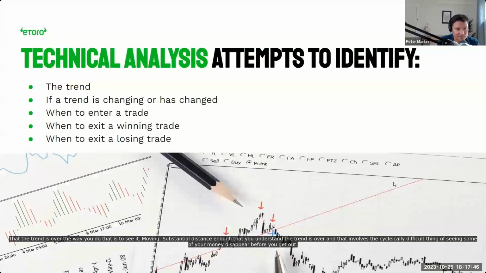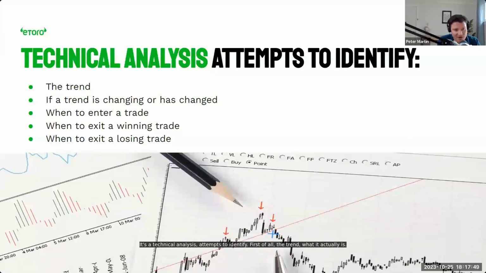So technical analysis attempts to identify, first of all, the trend, what it actually is. Are we in an uptrend? Are we seeing a downtrend? Are we moving sideways? Also, though, if the trend is changing or if it has changed. So if we identify that we're in an uptrend, are we seeing that maintain its same pace? Is it accelerating? Is it gathering strength? Is it decelerating? Are we seeing any indications that it's running out of oomph? Or are we actually seeing it change into something else? Is it morphing into a sideways trend? Or is it reversing entirely and moving into a downtrend?